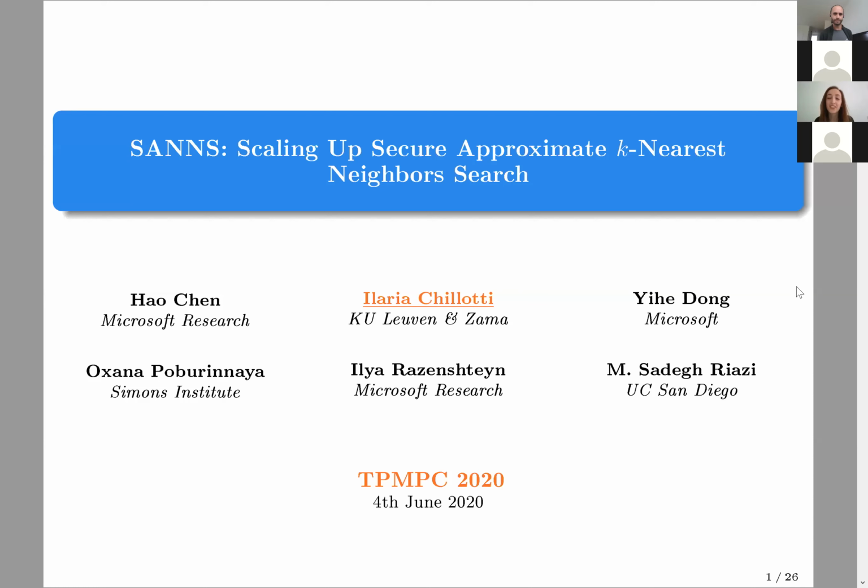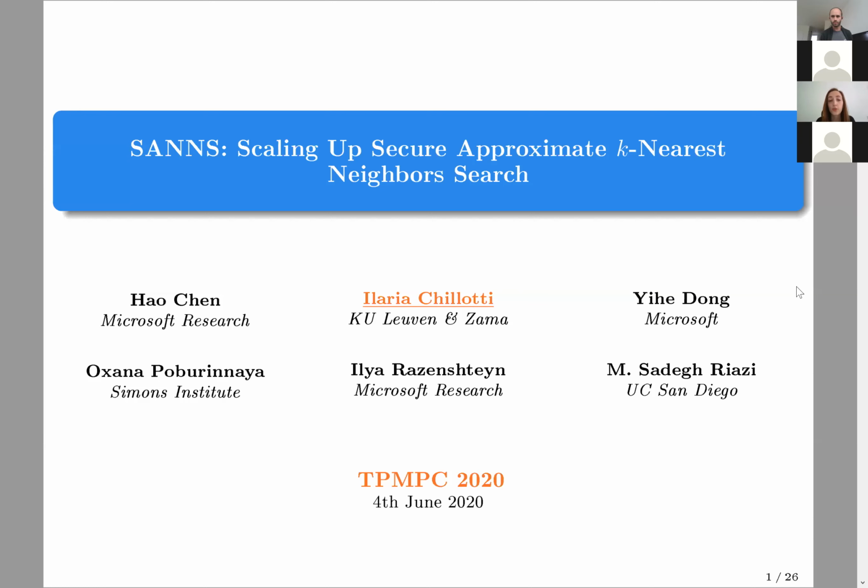So thanks for the introduction and thanks for inviting me. Today I'm going to talk about a work which is a bit different from what I usually do. It is not homomorphic encryption. There's going to be a little bit of homomorphic encryption, but this is not the center of the talk. I'm going to present SANNS, which is a secure protocol for the k-nearest neighbor search.